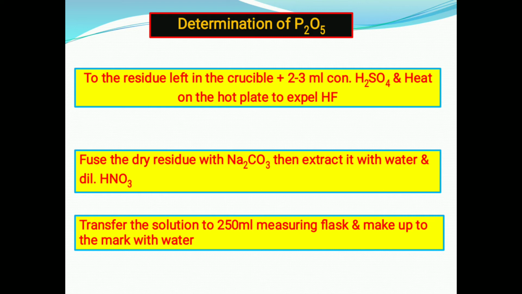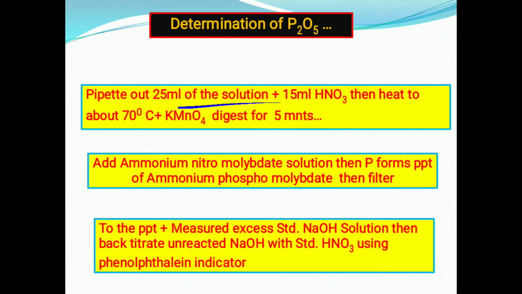For the determination of P2O5, what should you do? Take the residue left in the crucible after the determination of silica, add H2SO4 and heat it on the hot plate to expel HF. Fusion technique by using the fusion mixture sodium carbonate, dilute it with water. Take 25 ml of this solution, add HNO3 and KMnO4 and the reagent ammonium nitromolybdate to produce ammonium phosphomolybdate.